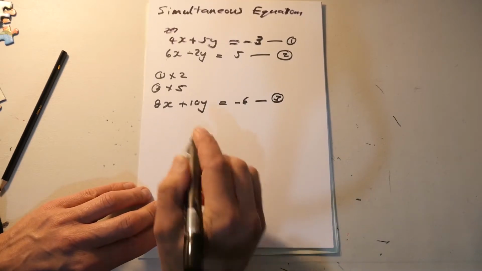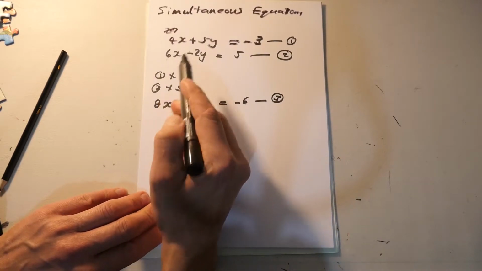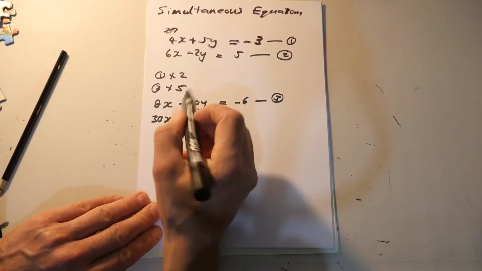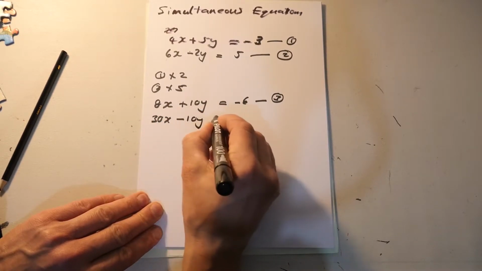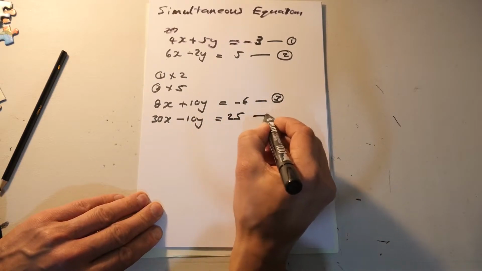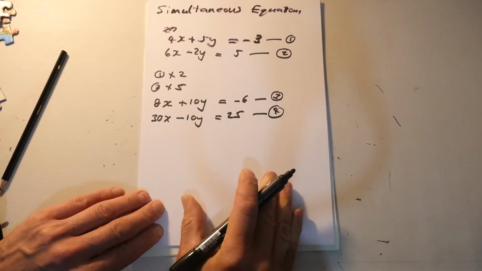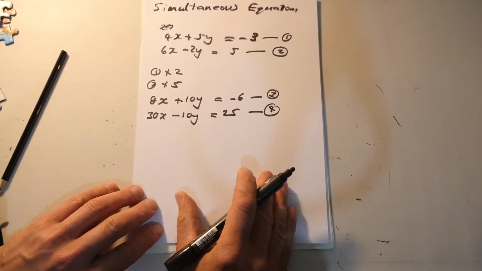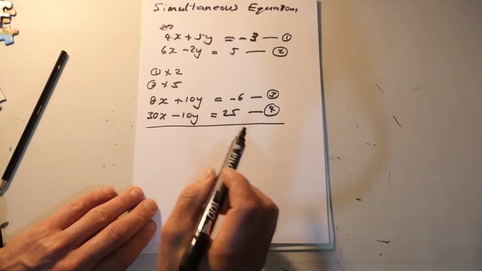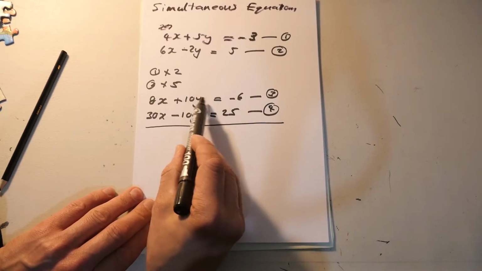Equation 3, and 5 times 6 is 30x, 5 times 2 is 10, because 5 times 5 is 25, okay? So now what you do is you've got to eliminate the y's, because you've got 10y and minus 10y.